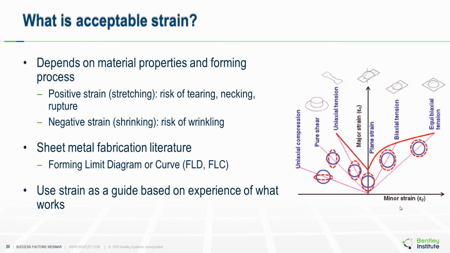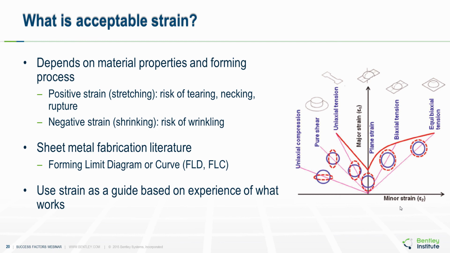So what is acceptable strain? Well, there's a lot of factors that affect this, principally the material properties and also the forming process that is being used. So if you've got positive strain, as I just mentioned, which is basically stretching the plate, there's a risk of tearing and necking and rupture and causing holes in the plate. And if there's negative strain, where you're sort of shrinking the plate onto the frames, then there's a risk of wrinkling because you've basically got too much material.